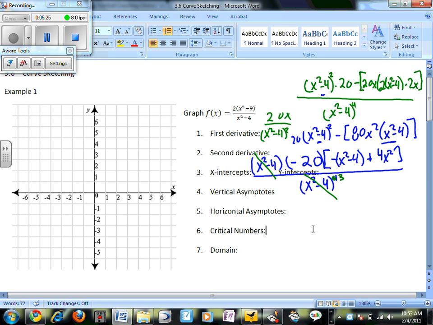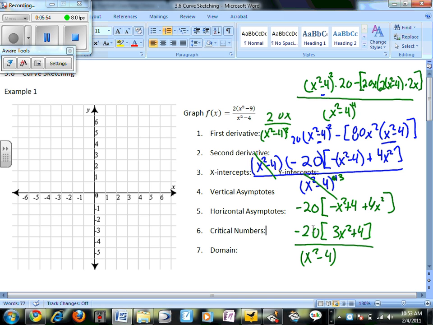Okay, so up top, I'm left over with negative 20 times a negative x squared plus 4 plus 4x squared. All right, and when I combine like terms, I'll have negative 20 times 3x squared plus 4, all over my denominator, which is x squared minus 4 cubed now, because we took one of the x squared minus 4's out. So that's how we took the second derivative.